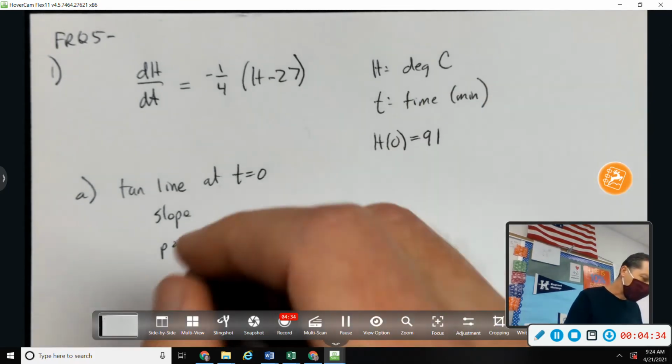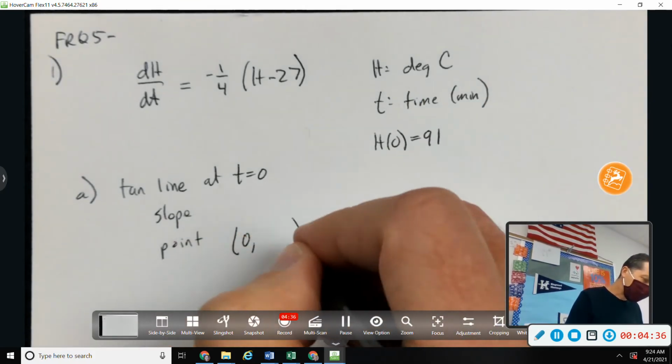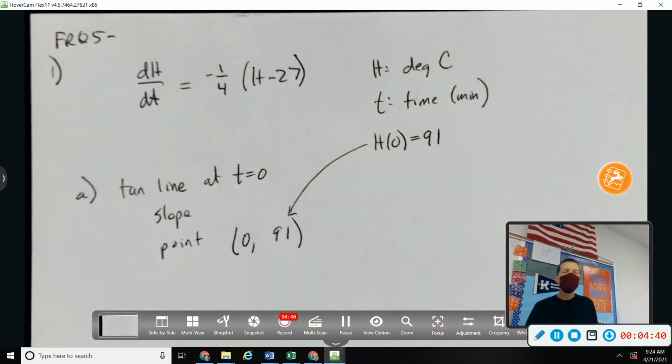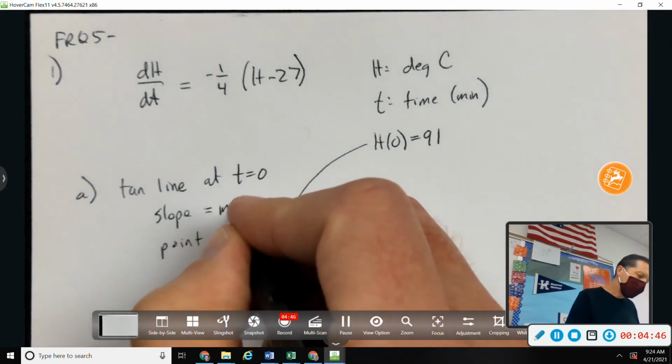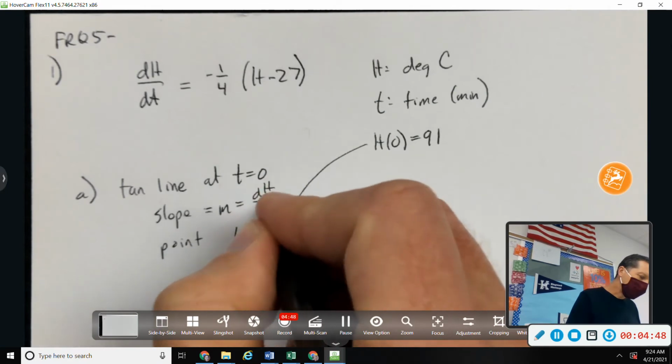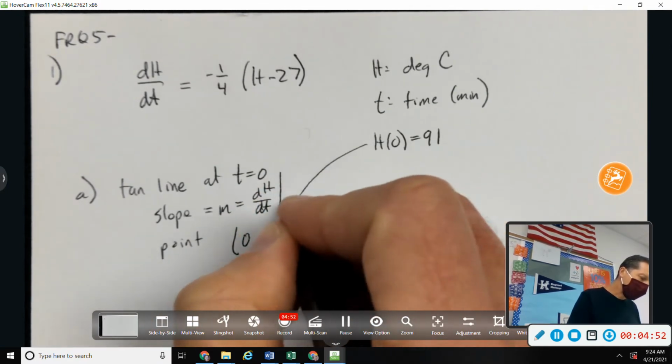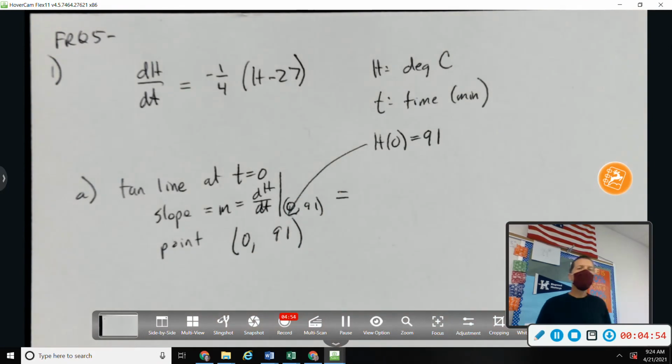So our point would be (0, 91). Our slope, the m, would be dH/dt, the derivative, at (0, 91). Slow down a little bit. You guys are writing frantically. I want you to write and think.